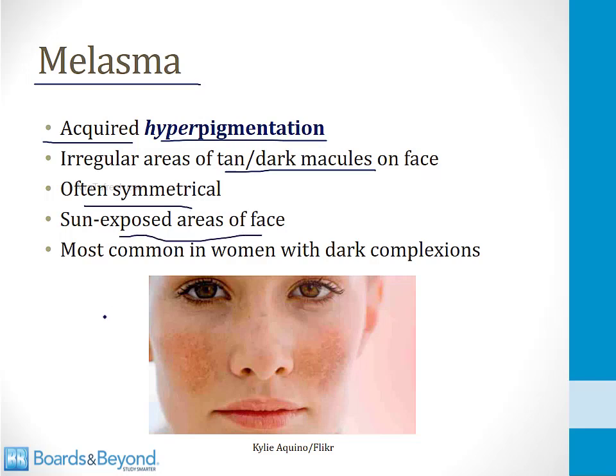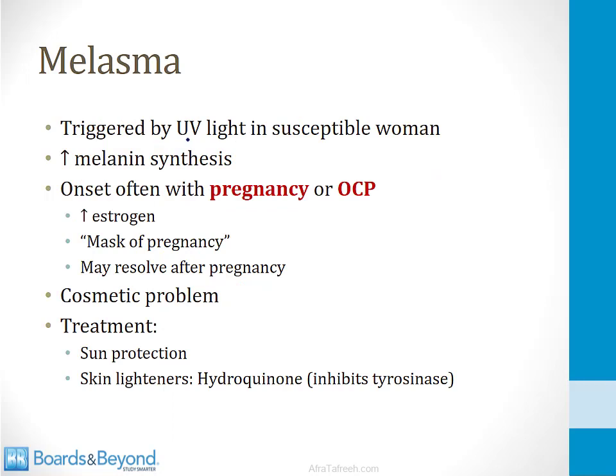This is a classic picture shown on the screen here. This woman has melasma, and she has these dark tan spots on her cheek. These are symmetrical and in the sun-exposed areas of her face. And it's more common among women who have dark complexions at baseline. Melasma is triggered by UV light in a susceptible woman, and this leads to increased melanin synthesis. Like I told you before, this is like the opposite of albinism.